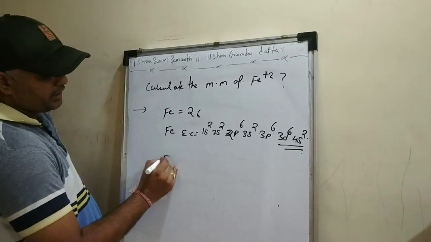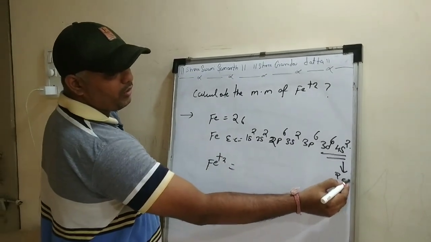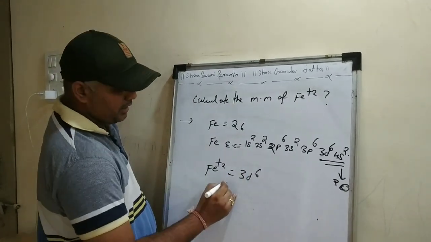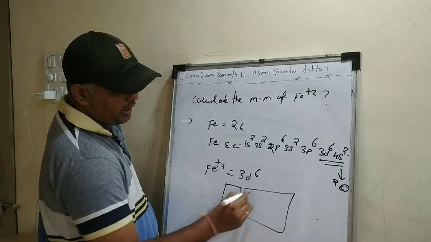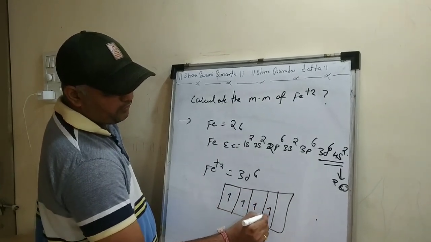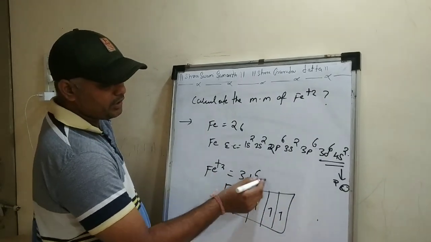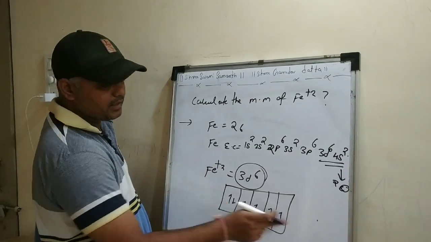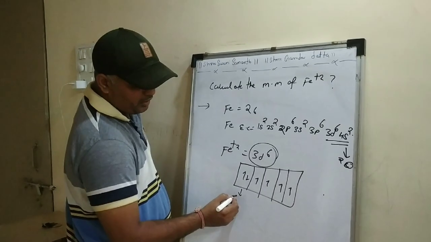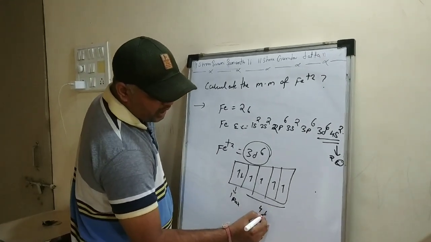Now what will be the configuration for Fe2+? Plus 2, so 2 electrons will be given out, which means the configuration will be 3d6. Now let's draw the 3d6: 1, 2, 3, 4, 5 orbitals. It contains a configuration of 3d6, so I am filling 6 electrons in it. How many are paired? 1 is paired and 4 are unpaired.